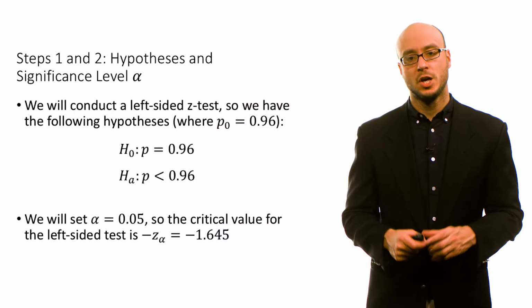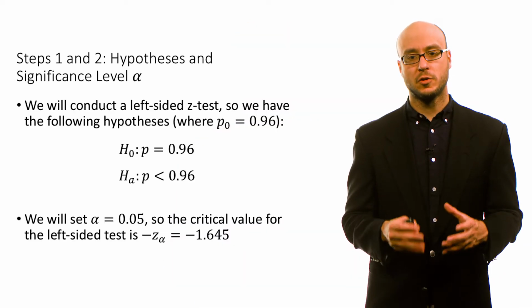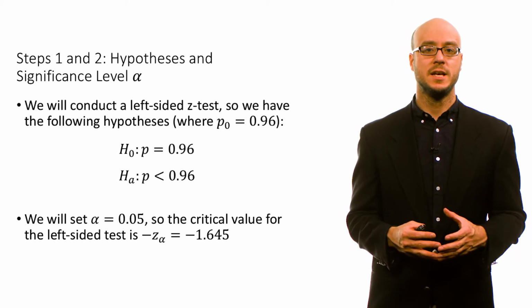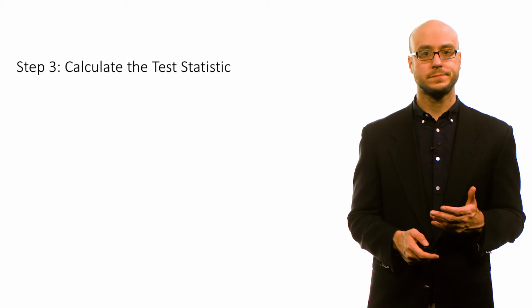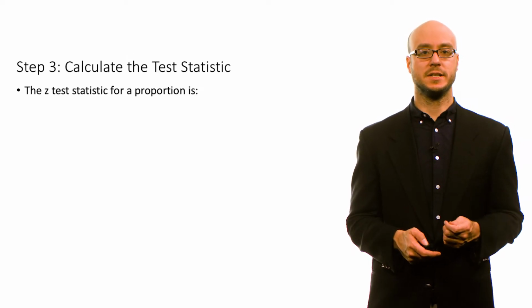Now the way we've set up this problem, we're not really even considering the fact that maybe economics is considered more scientific than physics. We're not even considering that because we're really interested in, is economics as scientific or is it less scientific in terms of its perception among the American public. We're going to set alpha to 0.05, so the critical value for this left-sided test is going to be negative 1.645. Then we calculate the z-test statistic.